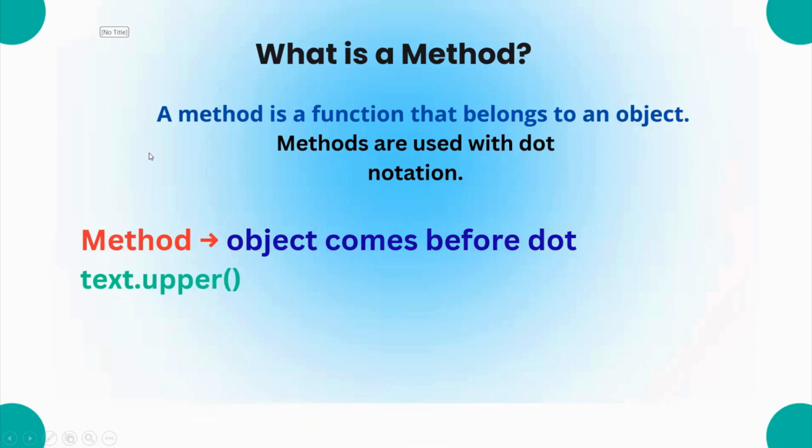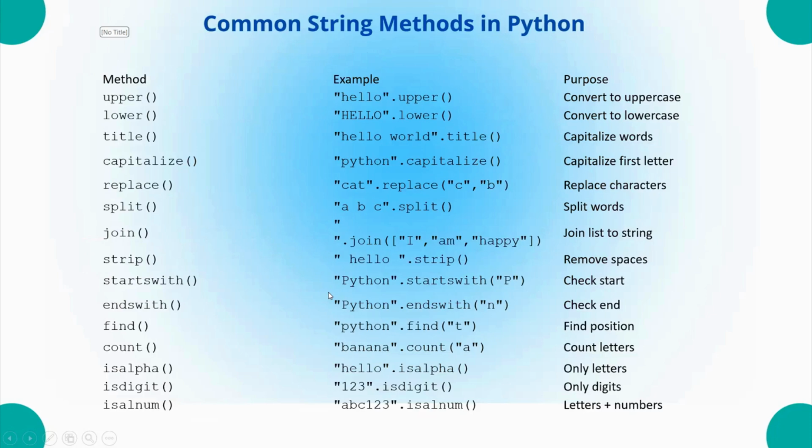What is a method now? A method is a function that belongs to an object. Methods are used with dot notation. The object comes before the dot. For example, text.upper(). It always belongs to an object; it is object oriented. So whatever string you have given, it will work on that given string. text.upper() will change all the text into uppercase. That's how a method works.